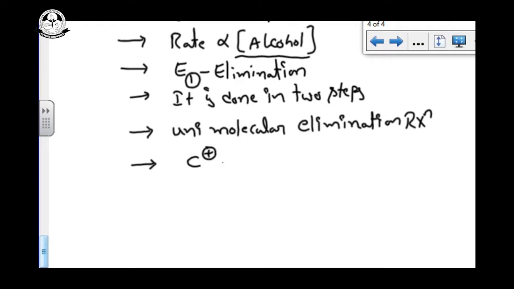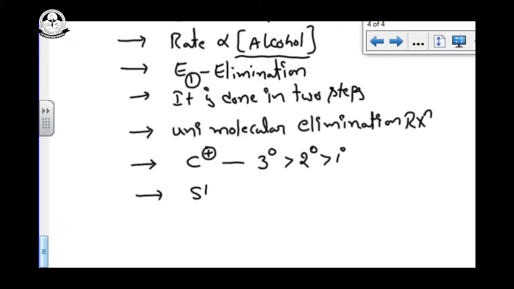In general organic chemistry, the stability order of carbocations is: tertiary carbocation is more stable than secondary, which is more stable than primary. That's why tertiary alcohols can easily undergo dehydration compared with secondary and primary. If the reaction intermediate is a carbocation, there is a problem in these reactions. What is that problem? The cation may be shifted from one carbon to another carbon.